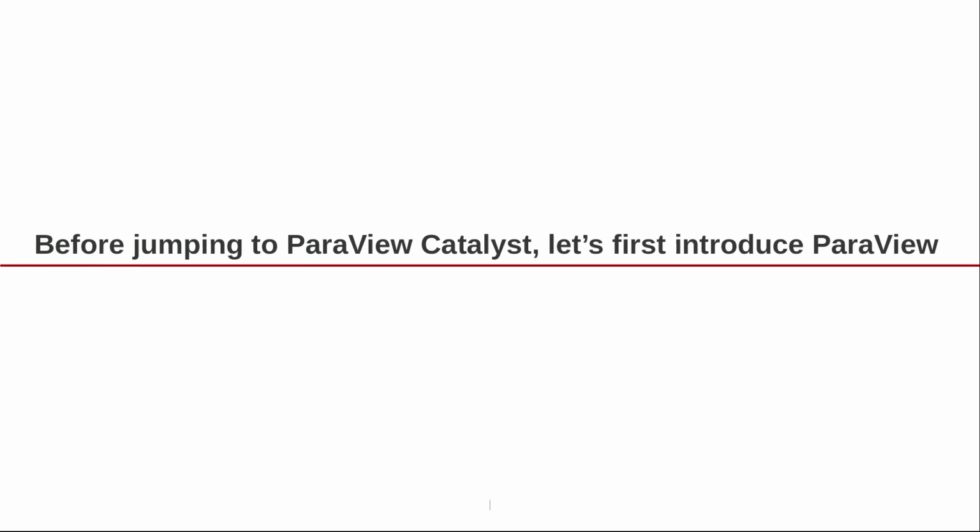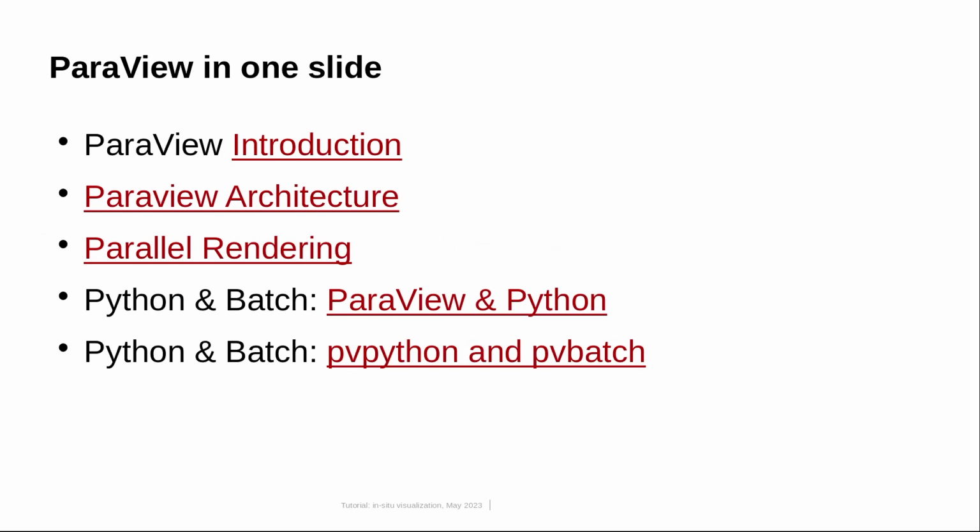Okay, before talking about ParaView Catalyst, I need to talk about ParaView. Now, ParaView is a big project. It's over 20 years old, 1.6 million lines of code, with interfaces to C++, Java, Python, and a number of classes which is in the hundreds.